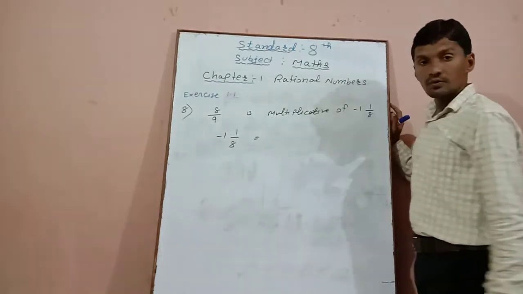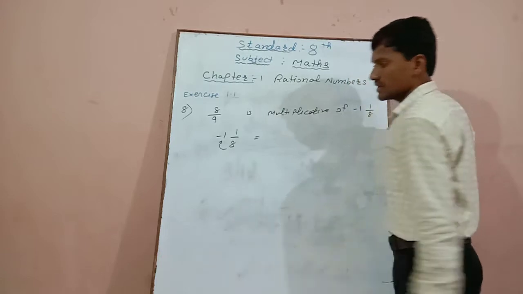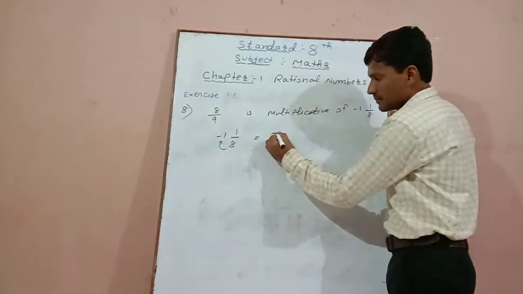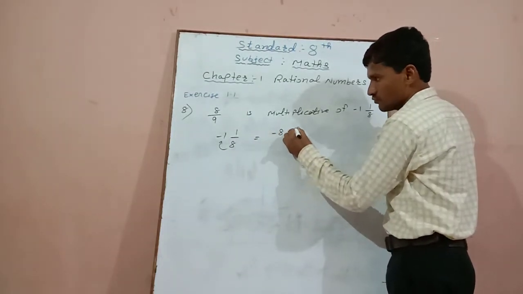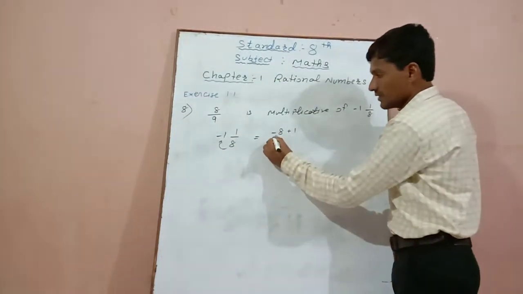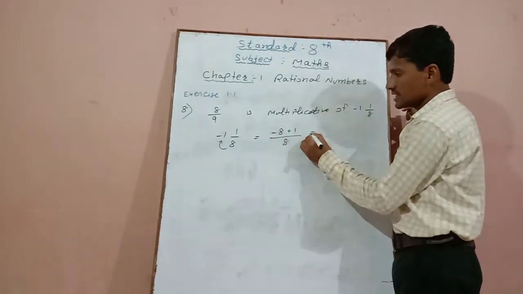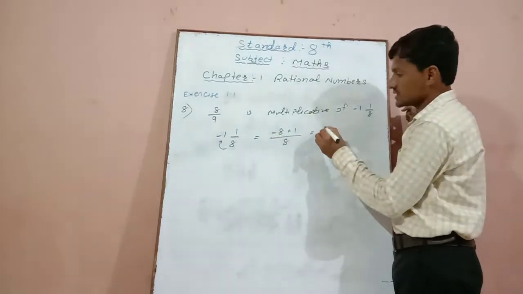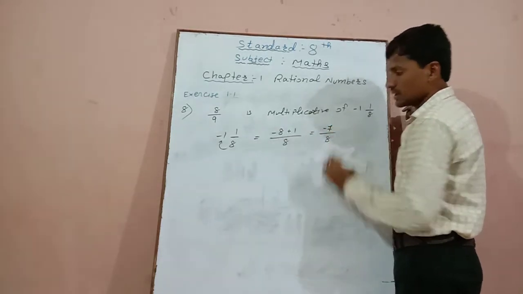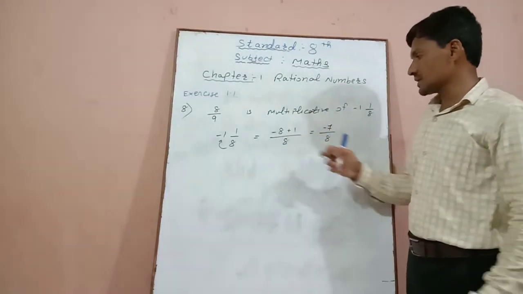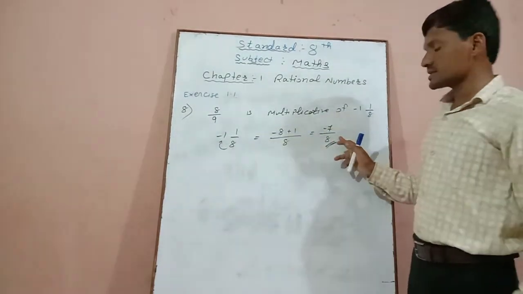Now how to convert this mixed fraction into a simple fraction? First of all, this 8 will be multiplied with 1. So 8 ones are minus 8. And this answer will be added with this, so plus 1, divided by 8. So what will be the answer? Minus 8 plus 1 is equal to minus 7 divided by 8. Now check it. This is 8 divided by 9. And here it is minus 7 by 8.